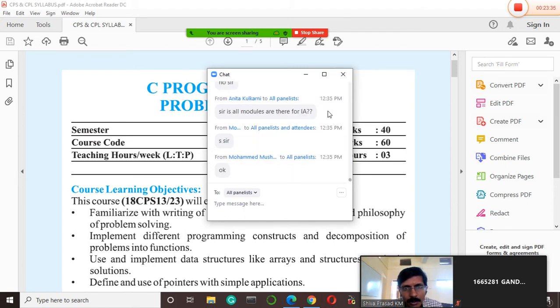These all modules are there for IA. Yes, all 5 modules will be there for your IA. First IA will be of the first 2 modules. Second IA may be for the 3rd and 4th module, and the last IA will be for the 5th module.